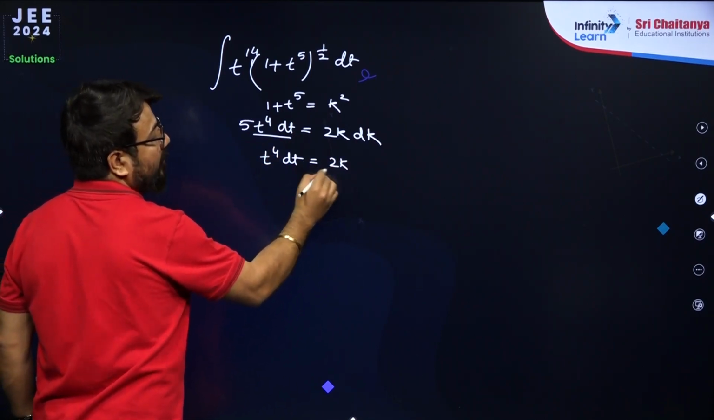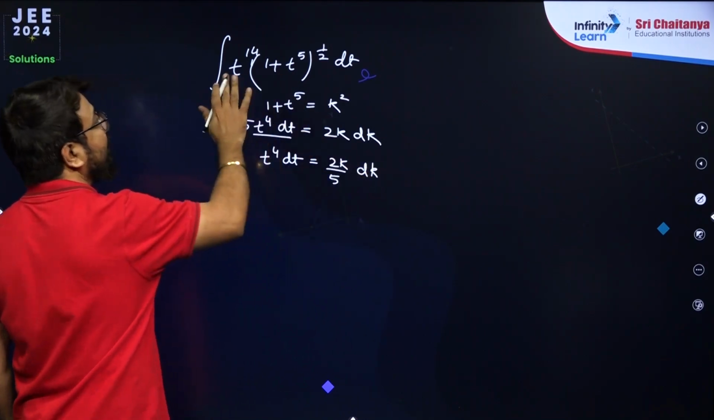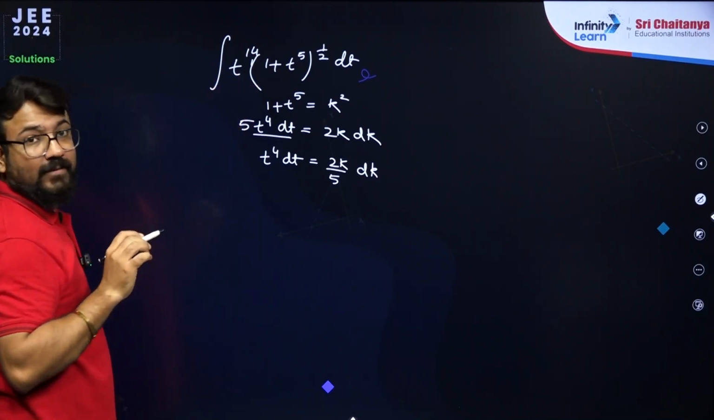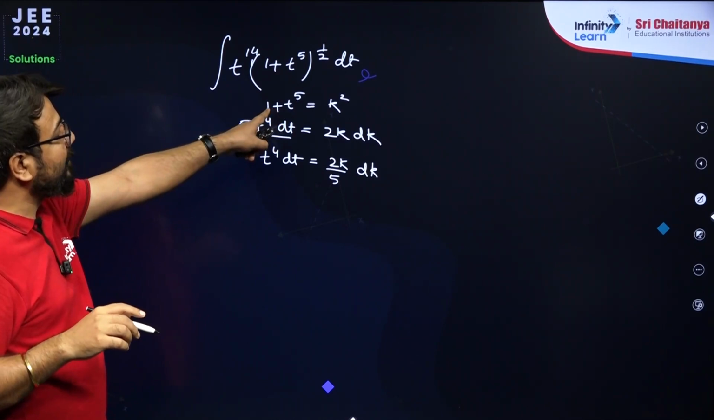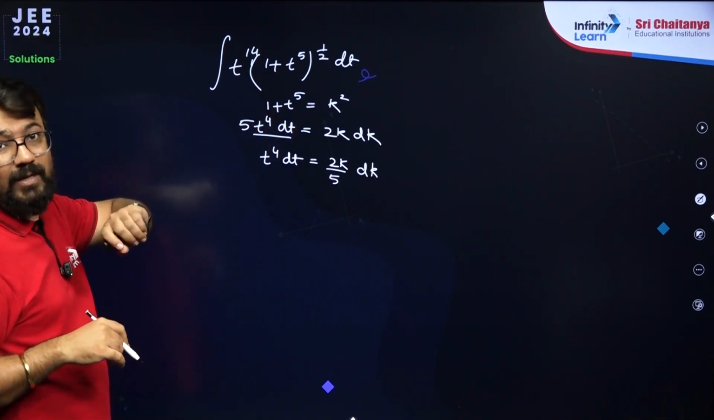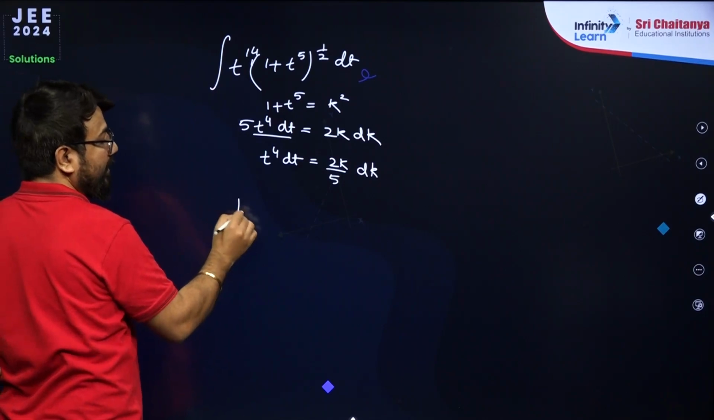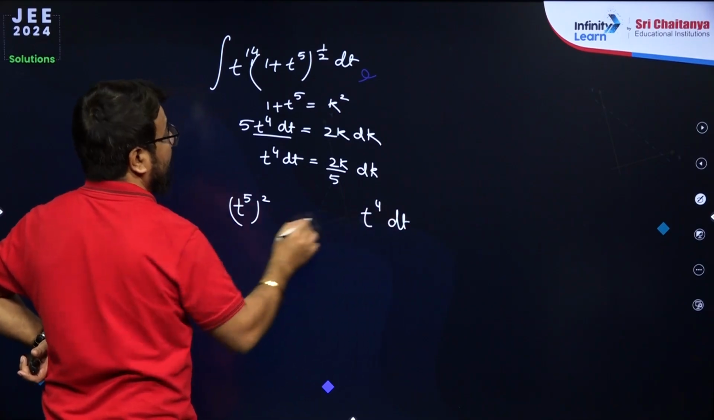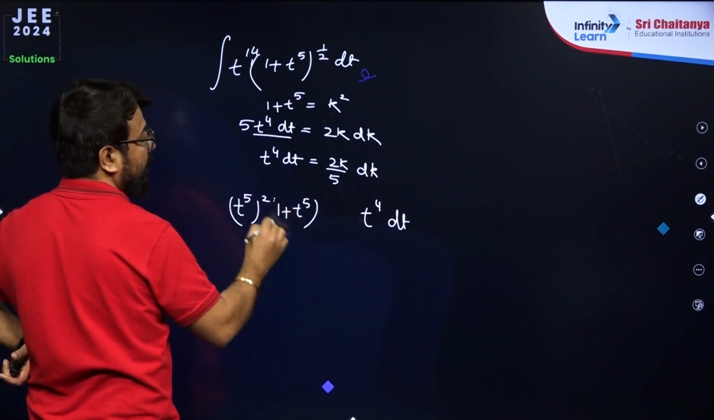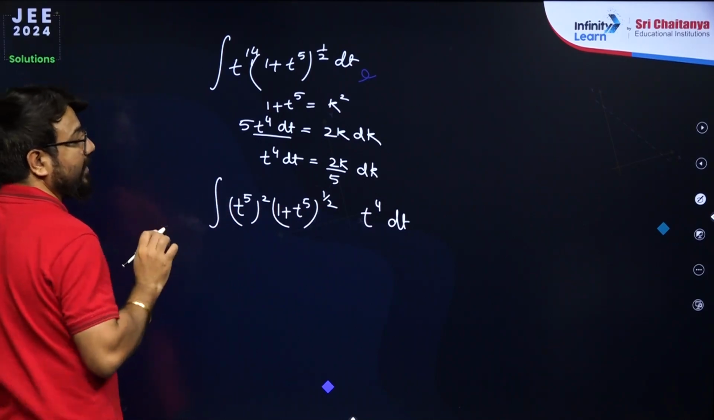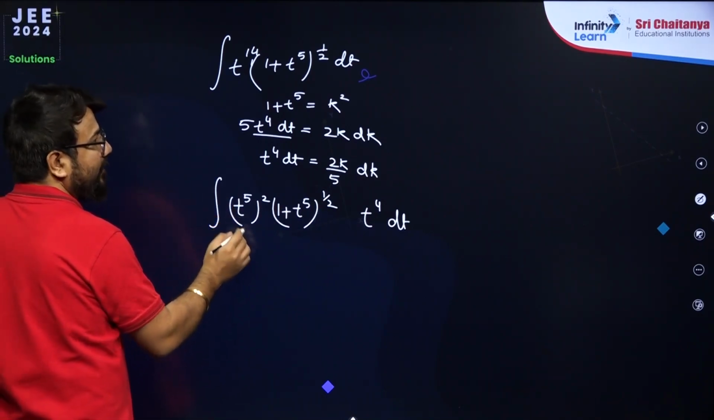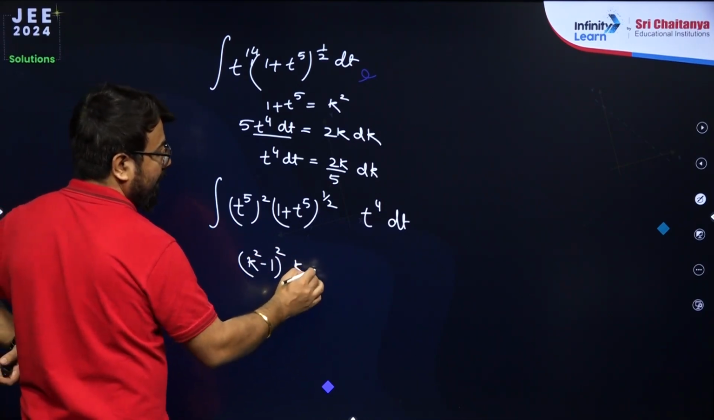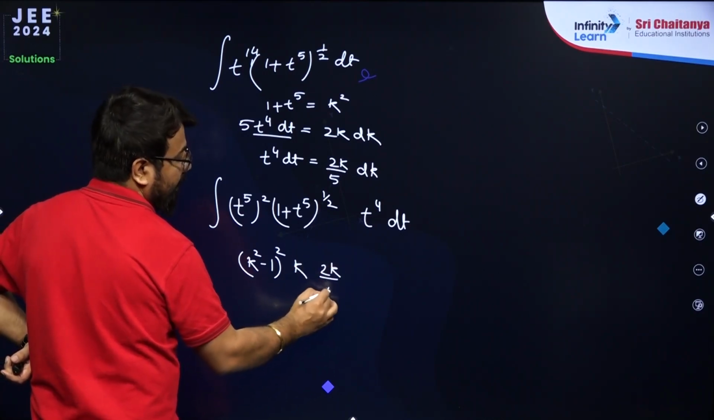And that will be 2k over 5 dk. So ultimately this gets converted to t raised to the power 14 is already there. So t raised to the power 5 value can be written as k square minus 1. Okay. So can I convert into t raised to the power 5 whole square, t raised to the power 4 dt, and here it is 1 plus t raised to the power 5 raised to the power half. In this way I have converted this integration. So here I will be writing k square minus 1 whole square. Here I will be writing k only. Here I will be writing 2k over 5 into dk.